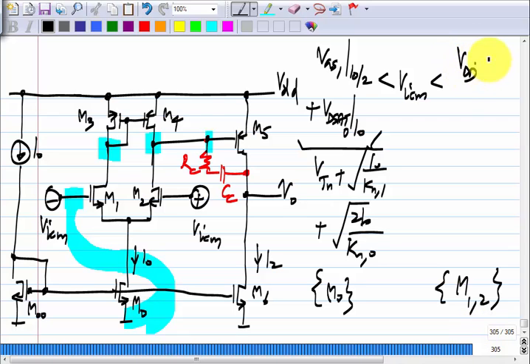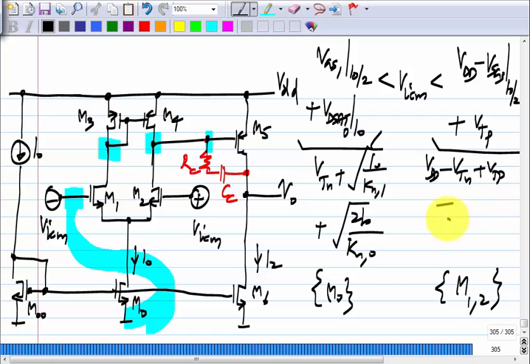The upper limit will be VDD minus VSG3 at a current of I0/2 plus VTP. Again, if I expand that out, it will be VDD minus VTN plus VTP minus square root I0/KP of M3. If you leave it in open loop and assume perfect symmetry, the output does not change with the common mode input VICM. Is this okay? There is nothing new here. Everything I did is exactly the same thing that I did with a single stage op amp.